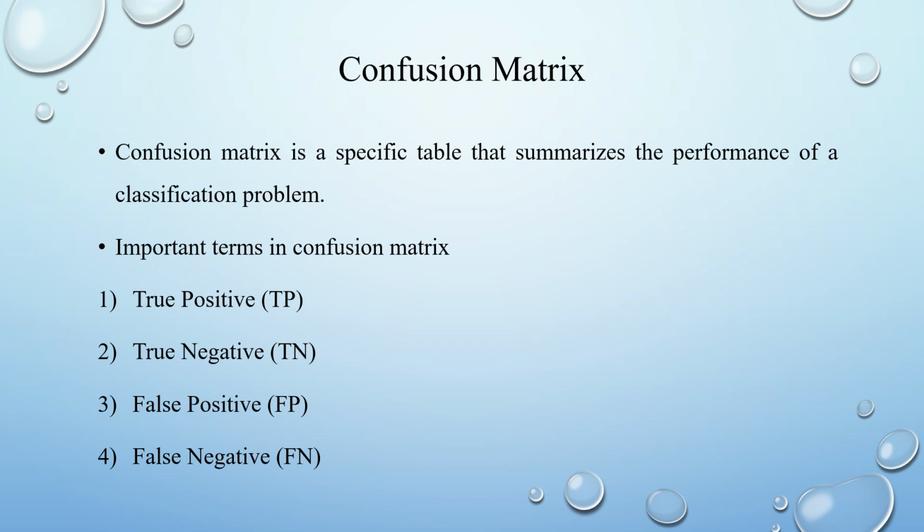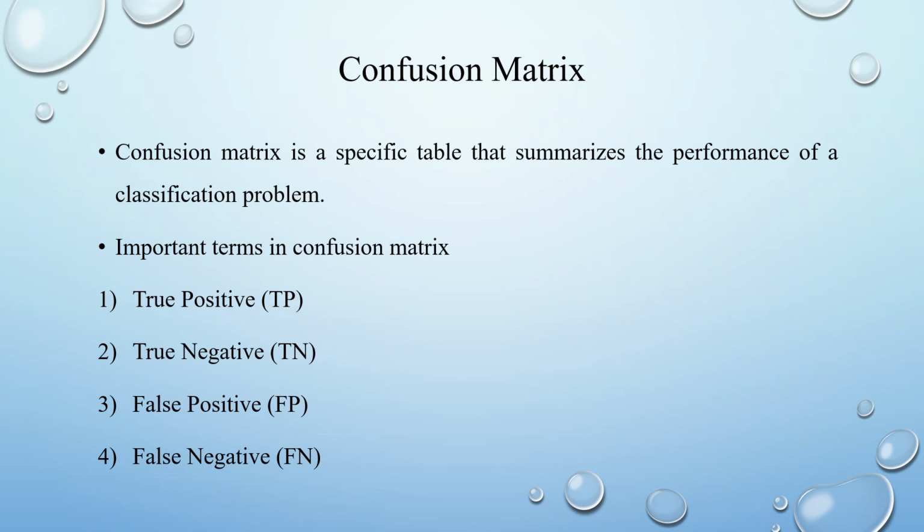Confusion matrix. Confusion matrix is a specific table that summarizes the performance of a classification problem. It is also known as error matrix. There are four terms in confusion matrix. First is true positive, second is true negative, third one is false positive, and fourth is false negative.